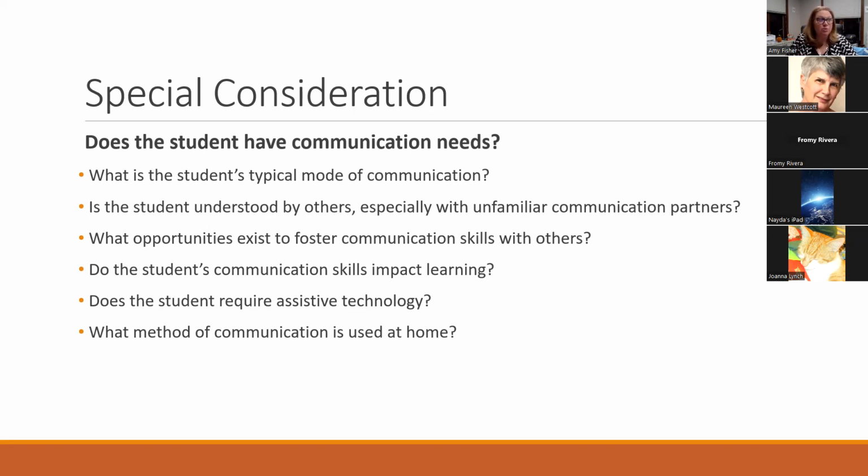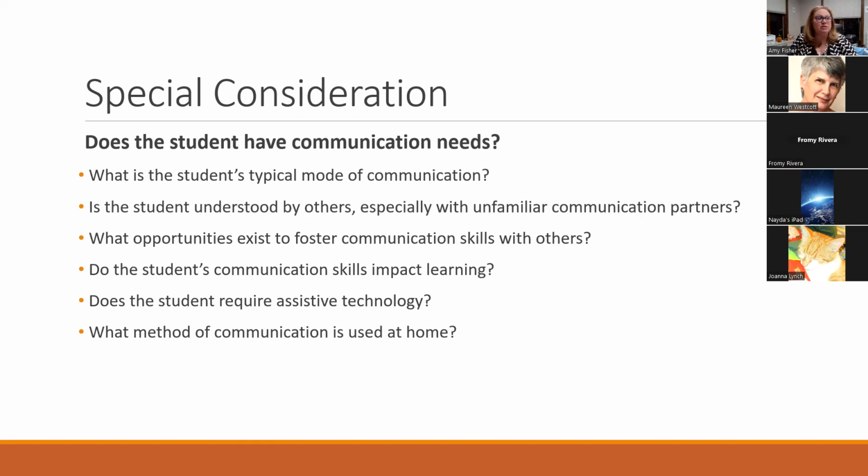What's the student's typical mode of communication? Is the student understood by others, especially with unfamiliar communication partners? So if you have a child and you can understand what they say most of the time, that's great, but consider, are other people who don't know my child able to understand my child?